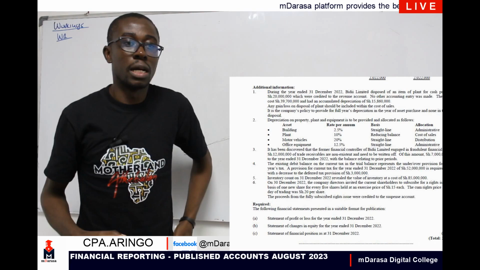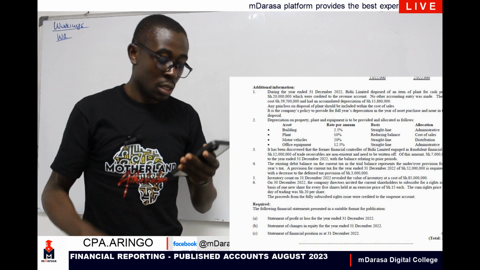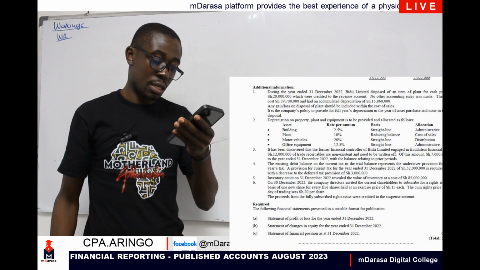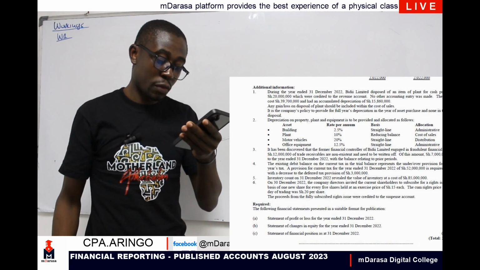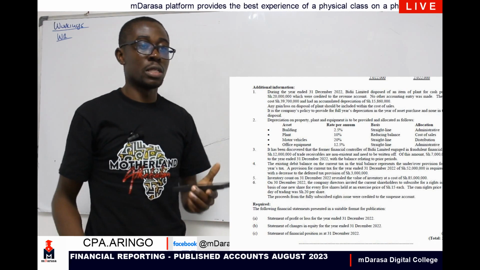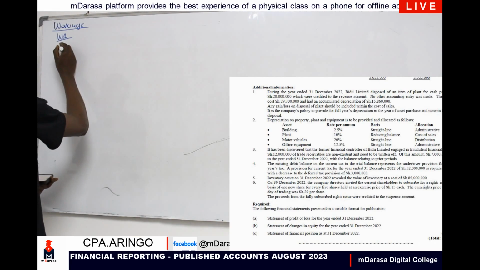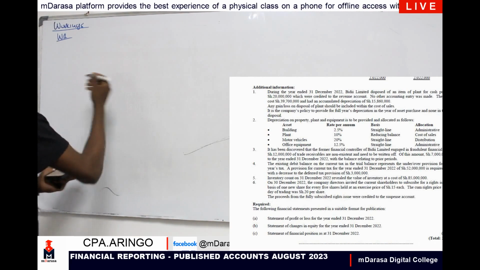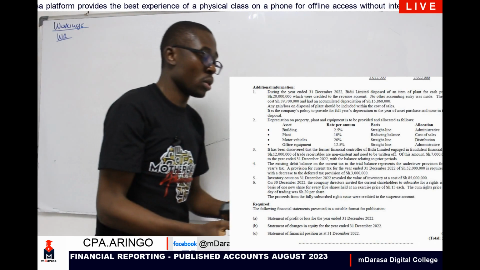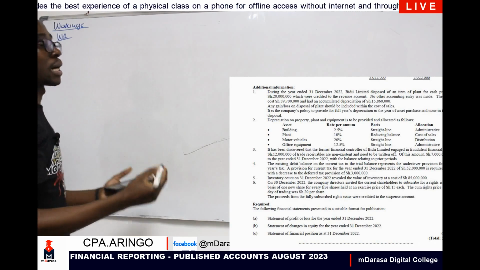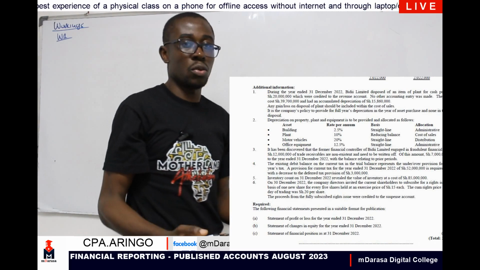What were we told? We are told this, that during the year ended 31st December, BDA Limited disposed of an item of plant for cash proceeds. So you need to determine here, my good students, if we had a gain or loss on disposal. So what am I going to do here? You can either open an account or you can do it directly the way it is.